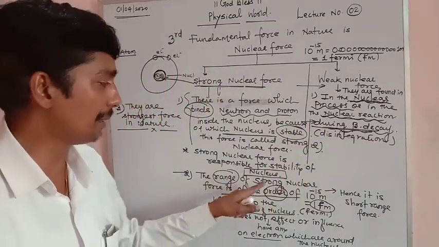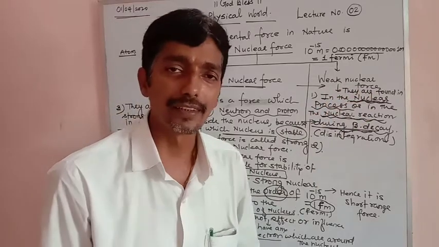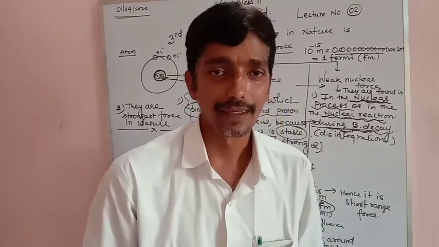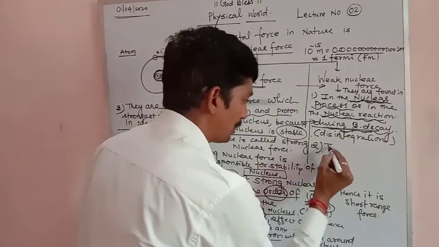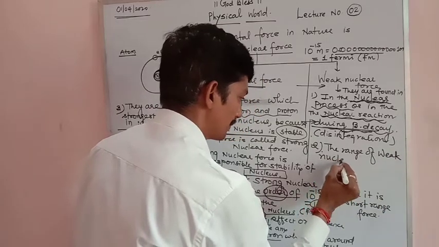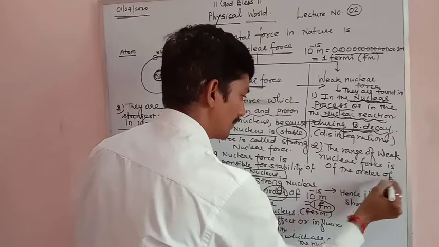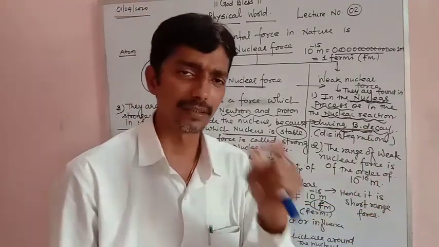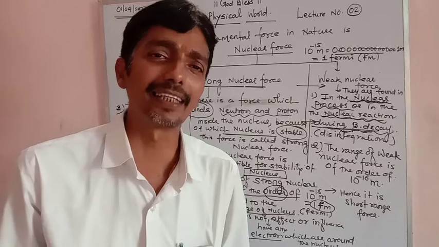As I discussed the range here, similarly I should discuss the range here also. Now, as I said, the name is weak nuclear force. So it doesn't mean it is weak. Am I clear? It doesn't mean it is weak, let me tell you. It is strong also, a little bit strong. So what actually is the range of weak nuclear force? The range of weak nuclear force is of the order of 10 power minus 16 meter, given in your NCERT book. And the strong nuclear force is 10 power minus 15 meter. So that is a bit bigger. 16 minus 16.